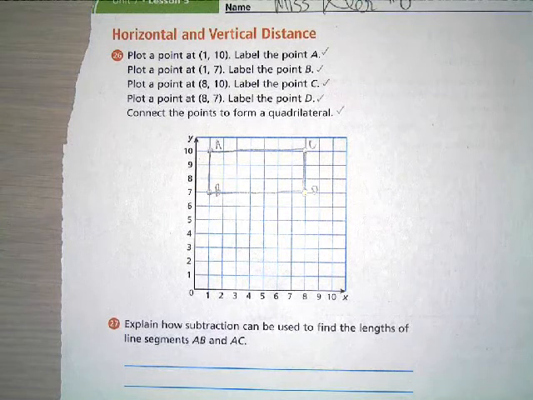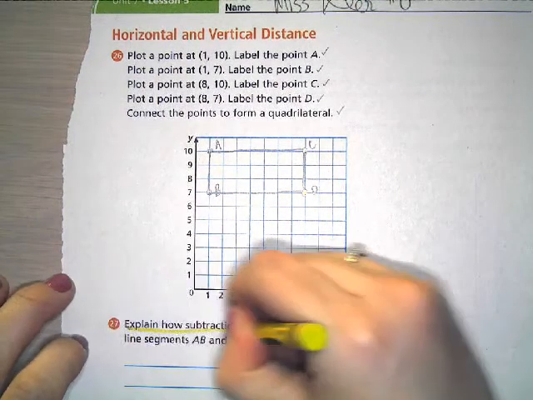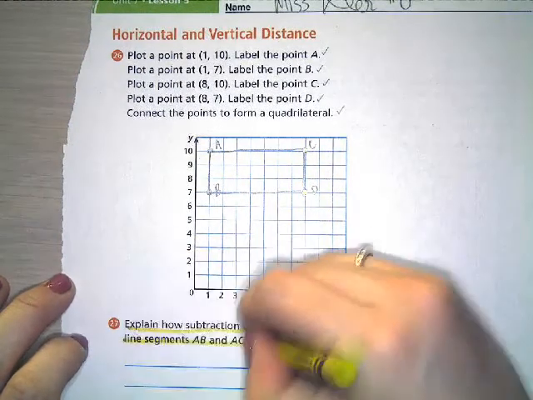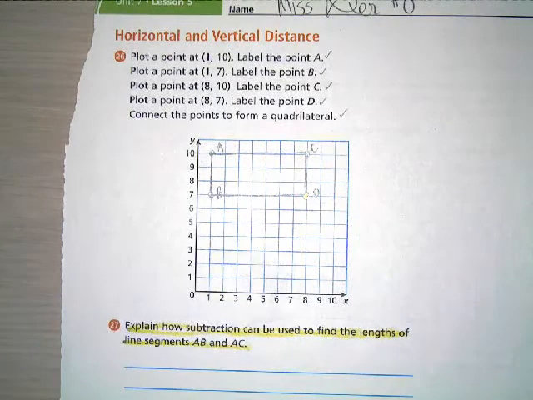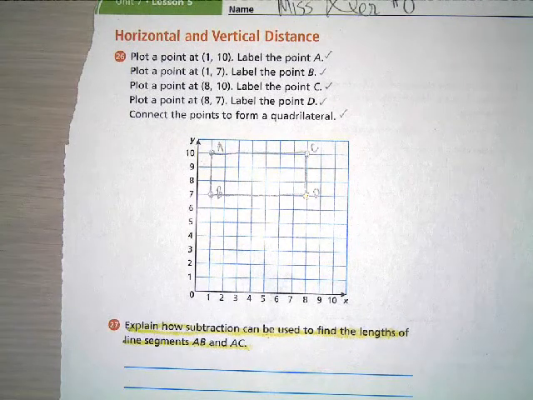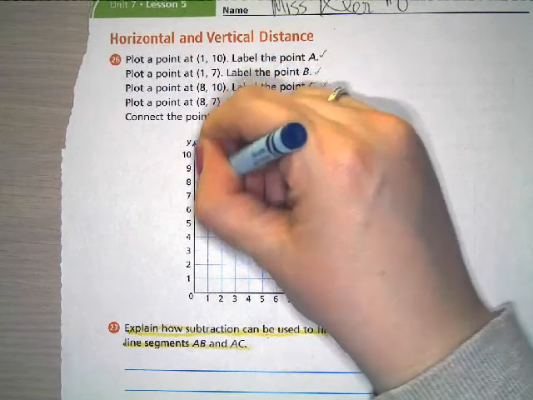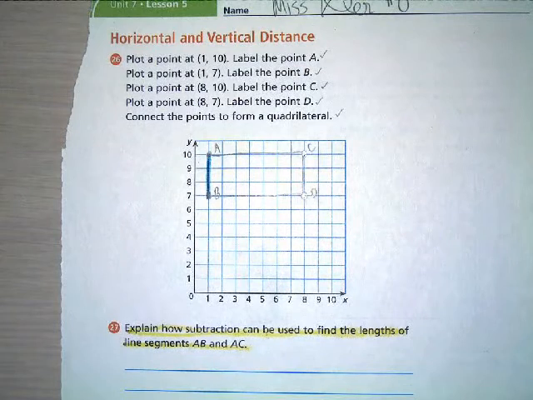Number 27, this is on your assignment and on the test. So I don't know if we want to star this or underline it in yellow green so that you're like, oh, I really need to know this stuff, because you do. It says, explain how subtraction can be used to find the lengths of line segments AB and AC. Oh. So they're asking us to compare the line that goes from A to B, this line, compared to the line that goes from A to C. Let's use the other color for that one. A to C.